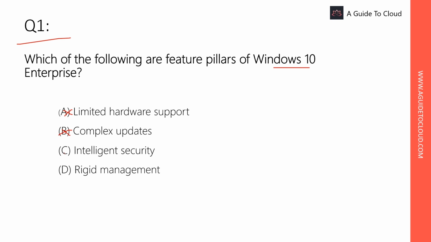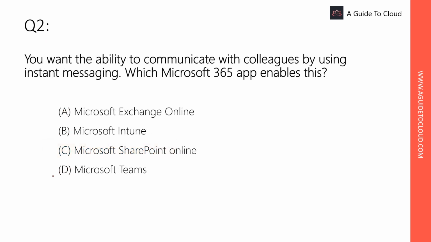Is it intelligent security? Absolutely yes. There is a lot of intelligent security you can get with Windows 10 Enterprise, from advanced threat analytics to credential guard to device guard, etc. Is it rigid management? Absolutely not, because you can use Microsoft 365 Intune or Configuration Manager to seamlessly manage your Windows 10. So the right answer is C, which is intelligent security.